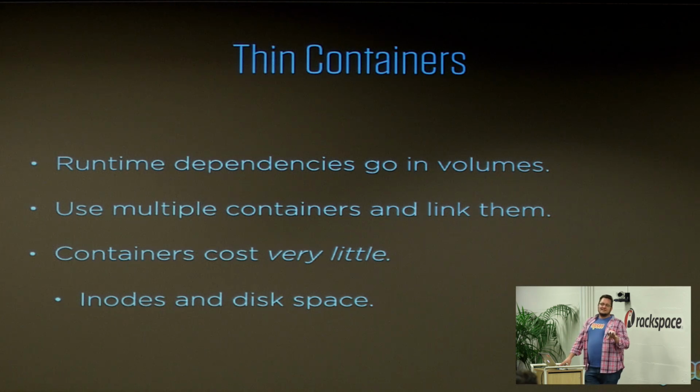So runtime dependencies should go in volumes, actually. Our startup scripts pull configuration from S3 in production, like straight up curl, or we use KMS, and we have a little tool called S3 KMS that actually decrypts it and pulls it. What's KMS? Key Management Service in AWS. So AWS KMS.